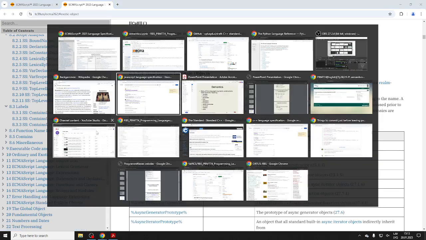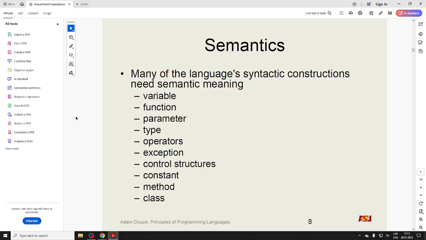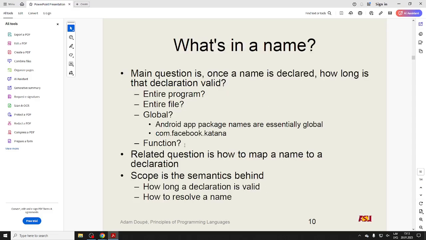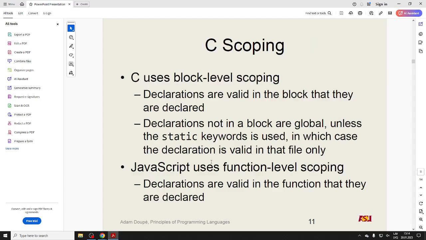But let me go back to one of the slides from University of Arizona. So, semantics. We talked about variables. We can't have doubles. Functions, parameters. Again, the name and the scope. Once you declare something, you have to say how long the declaration is valid. Is it global? Is it program? Is it file? And how do you resolve the name?